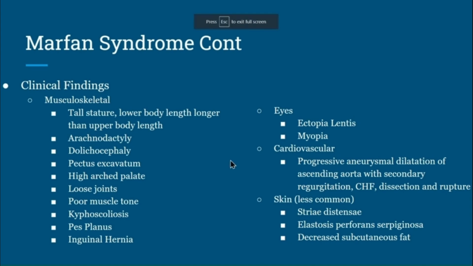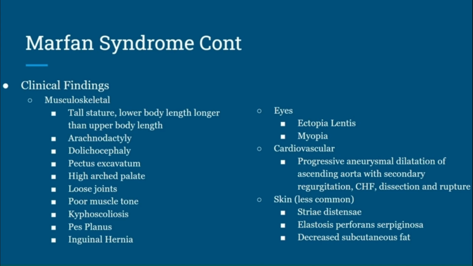hernias. With the eyes, you can have an ectopia lentis, and it's key to know that the lens deviation in Marfan's is upward, because you can often confuse that with homocystinuria that has a similar finding and some overlapping syndromes or symptoms, but the lenses go downward. I don't know how tried and true that actually is, but it's definitely board fodder.